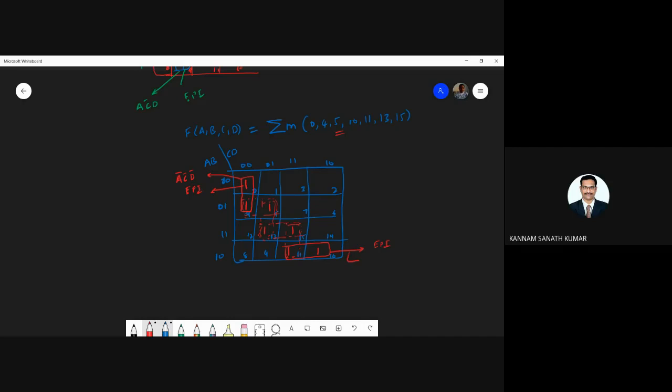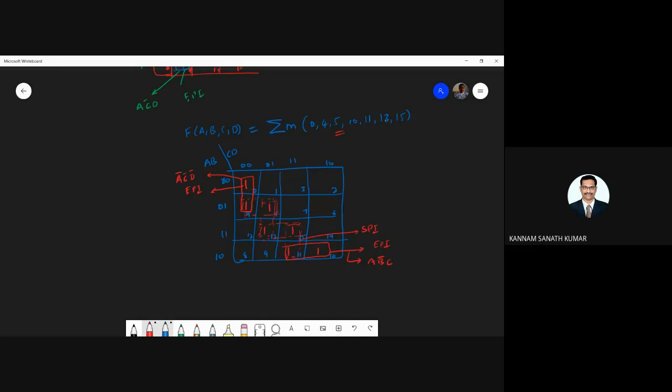Essential prime implicant. So you can write A B bar, and next A B bar C. So directly I'm seeing and writing. Here these dotted lines are nothing but selective prime implicants. So what are selective prime implicants? The prime implicants which are neither essential nor redundant. So these pairs are neither essential nor redundant. These type of prime implicants we call selective prime implicants.